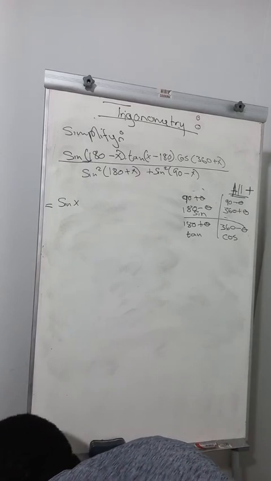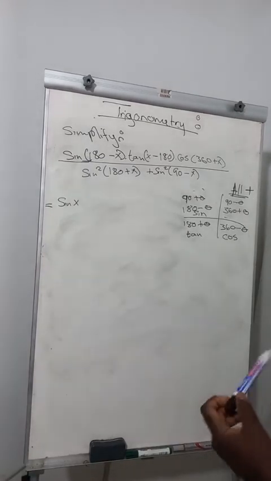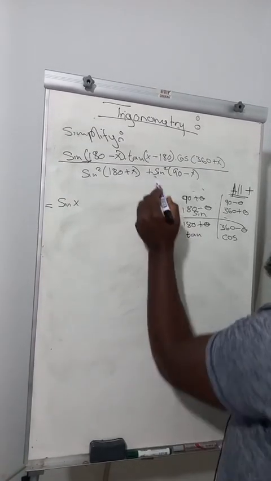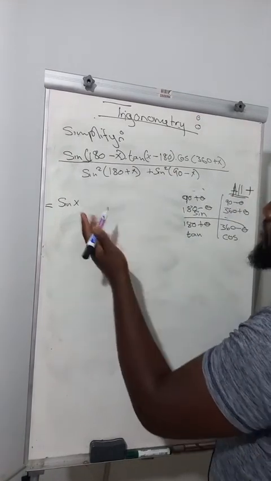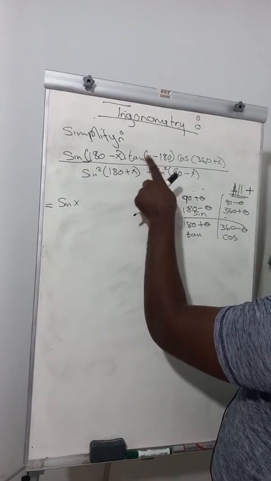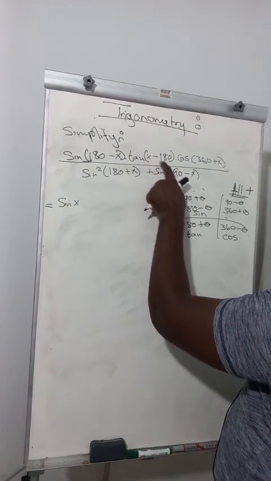Now, on that one, you are having x minus 180. Do you see that? So now, what you need to do with this one, you need to remove -1 here as a common factor between these two things.